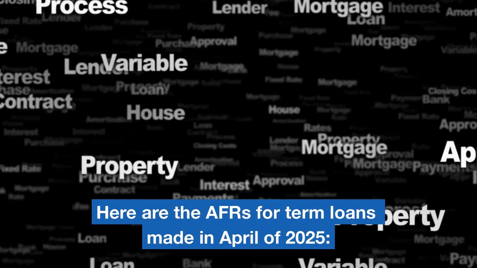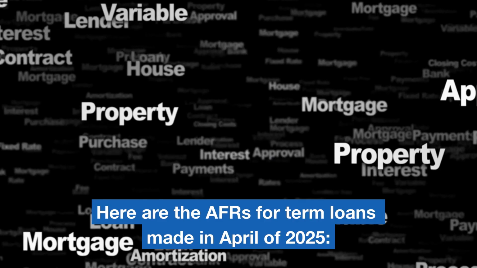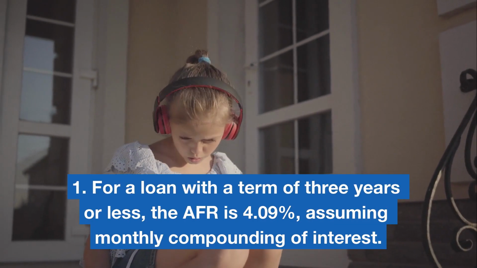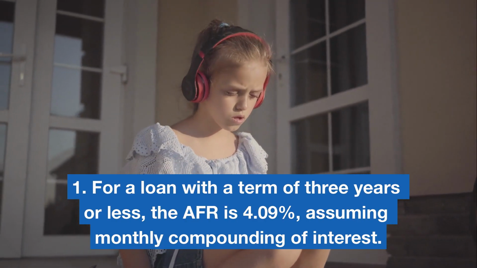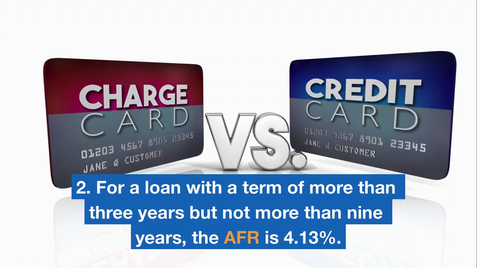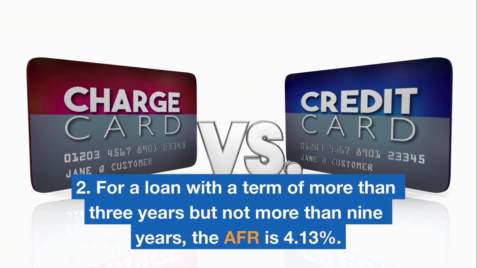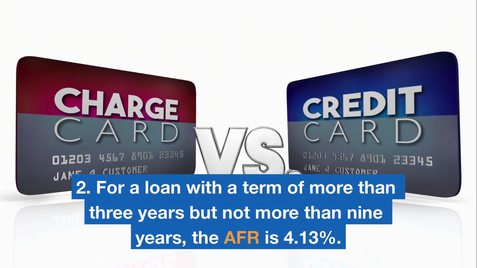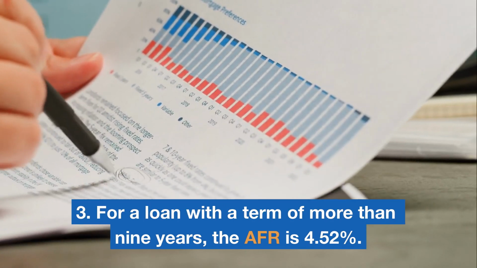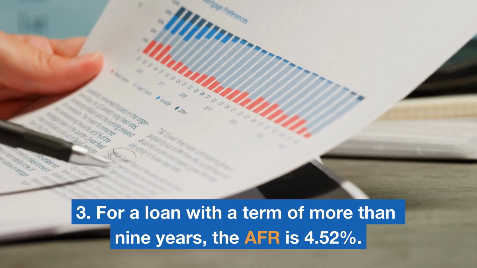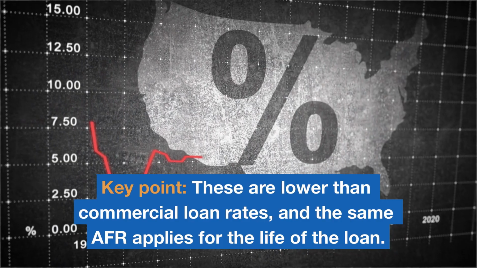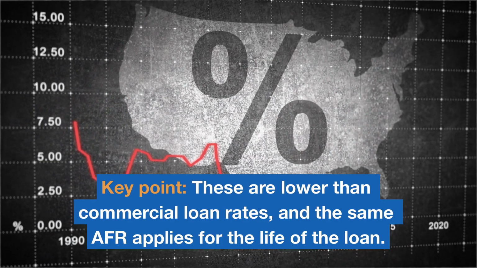Here are the AFRs for term loans made in April of 2025. 1. For a loan with a term of 3 years or less, the AFR is 4.09%, assuming monthly compounding of interest. 2. For a loan with a term of more than 3 years but not more than 9 years, the AFR is 4.13%. 3. For a loan with a term of more than 9 years, the AFR is 4.52%. Key point: these are lower than commercial loan rates, and the same AFR applies for the life of the loan.